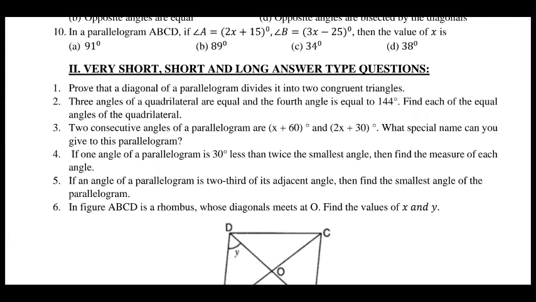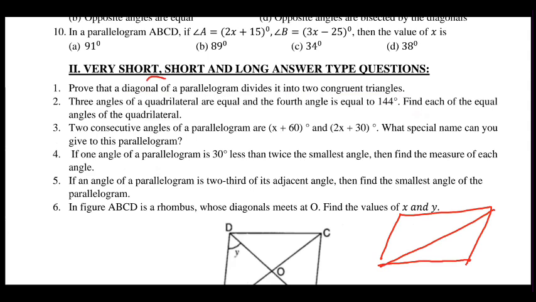We'll see this problem. Prove that the diagonals of the parallelogram divide it into two congruent triangles. Is it the first theorem? Diagonals of the parallelogram divide it into congruent triangles. Correct? The first theorem on the parallelograms, beta. Do you remember? Will you do it for me?